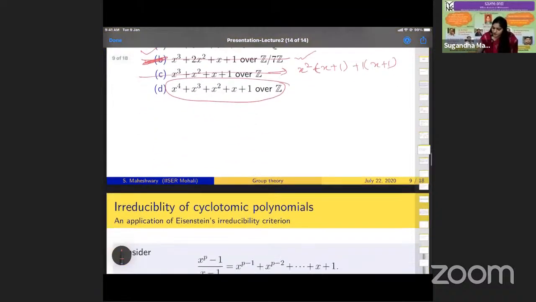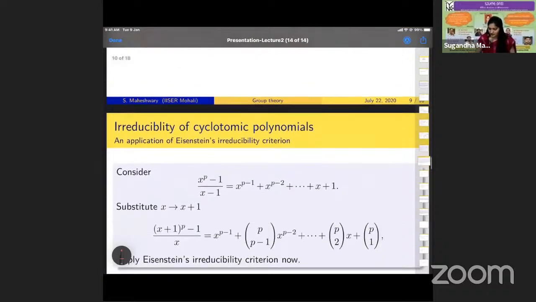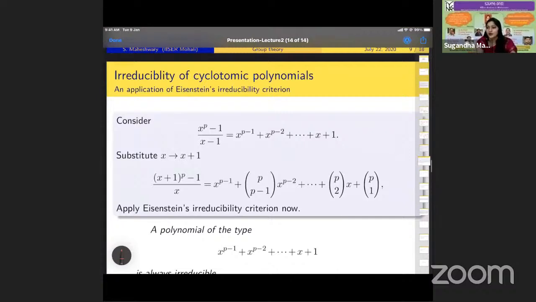Okay. So this irreducibility of cyclotomic polynomials, if we talk of, so what are cyclotomic polynomials? You must have heard this term at least. What are cyclotomic polynomials?